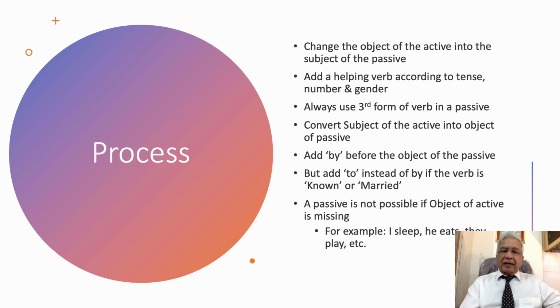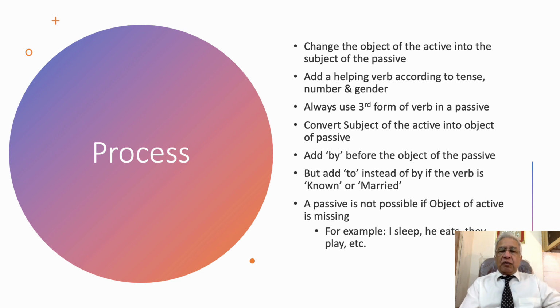Again, convert the subject of the active into the object of the passive. The active sentence ka jo subject hai, that should be taken to the place of the object. Add by before the object of the passive. We need to add a preposition before the subject of the active is made into the object and placed in the position of the object. We need to add by before that. This is also one of the requisitions.